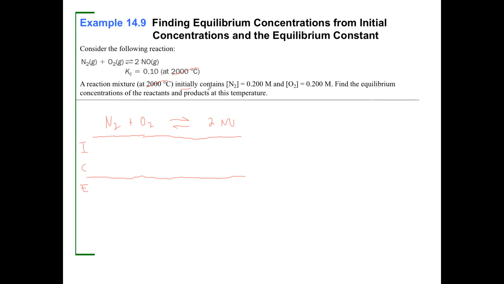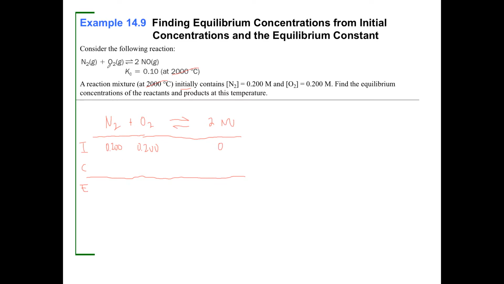Okay, initially contains nitrogen at 0.2 and oxygen at 0.2 and probably 0 nitrogen monoxide. A reaction mixture initially contains just this stuff. Okay, so it's going to be 0. All right, find the equilibrium concentrations of the reactants and products at this temperature.